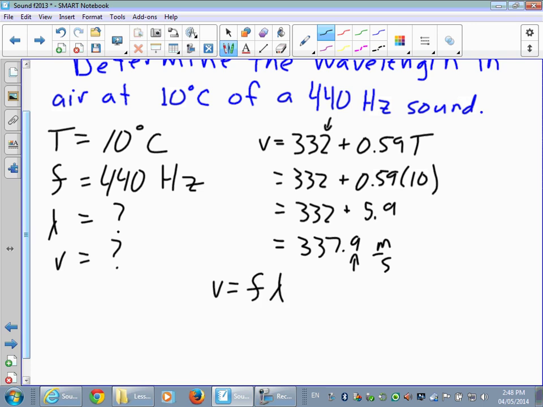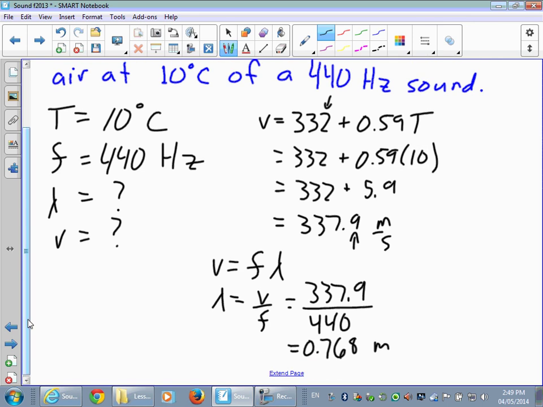You know the wave equation, V is equal to F times lambda. Lambda then is equal to V over F, which is 337.9 meters per second divided by 440 hertz, which gives us about 0.768 meters, or 76.8 centimeters. So when you hear a 440 hertz sound, it's roughly an A.